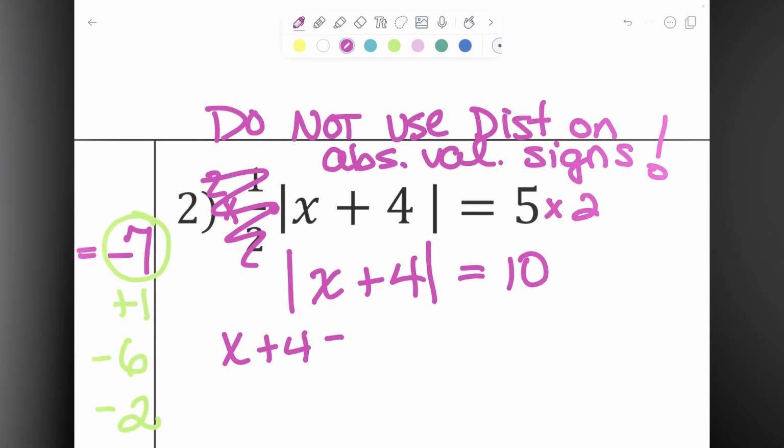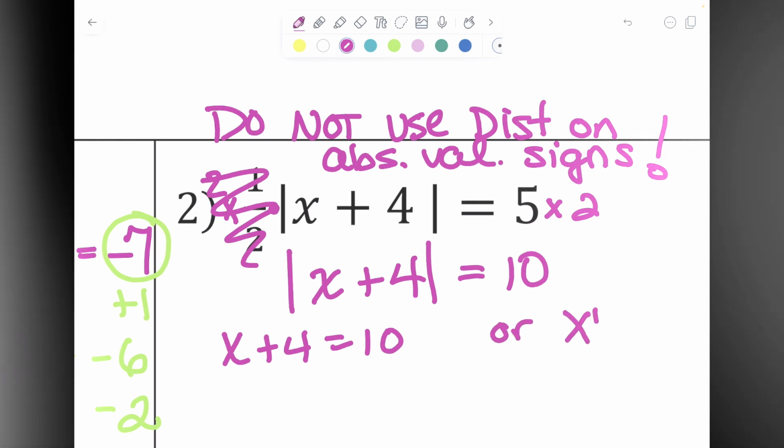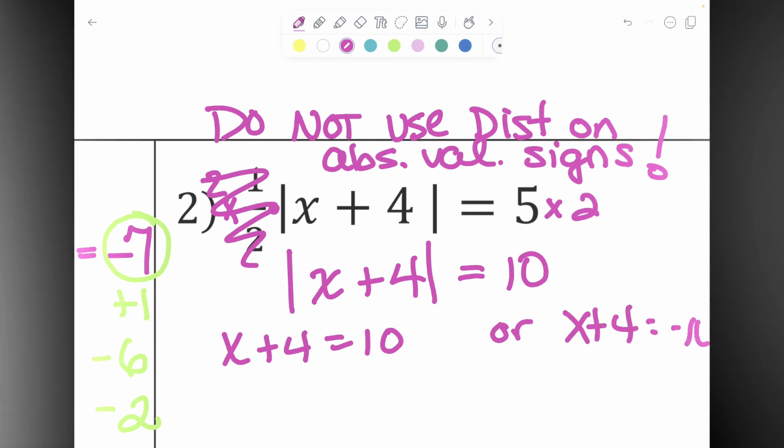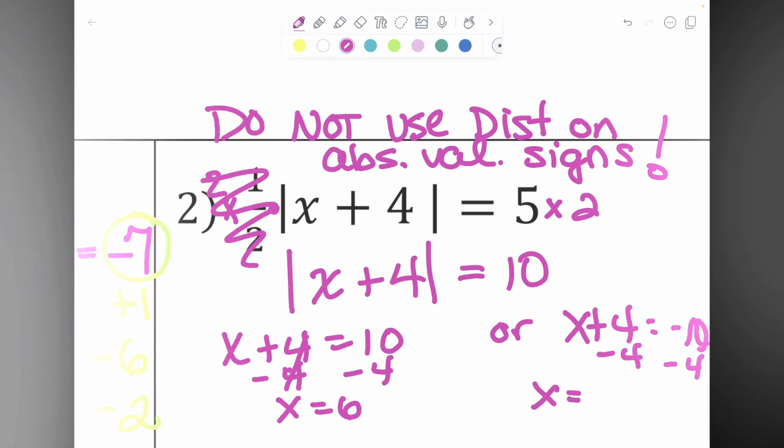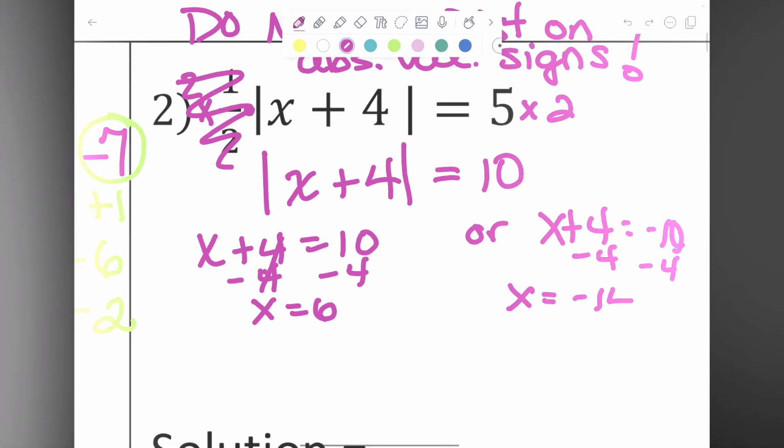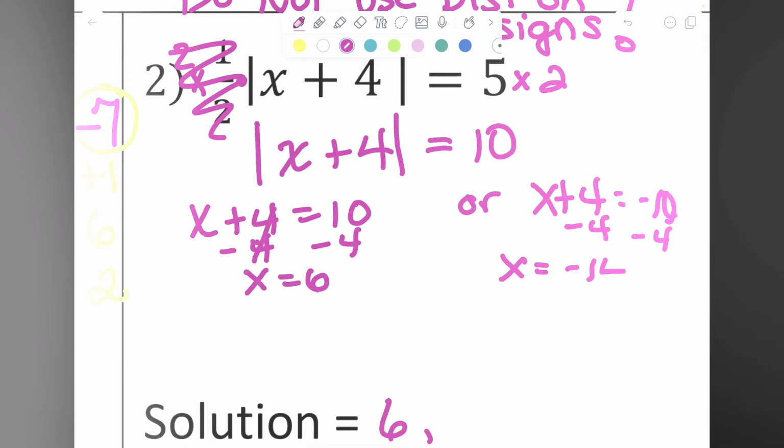x plus 4 is either positive 10 or x plus 4 is negative 10. Then you are going to subtract your 4. So the first one turns out to be 6. Subtract 4 here. That one turns out to be negative 14. So when you write your two solutions, it's going to be 6 and negative 14.